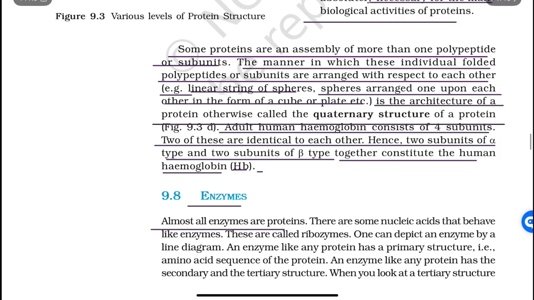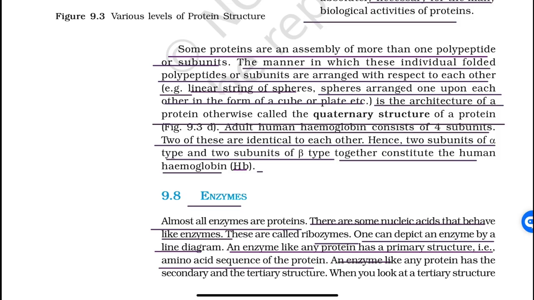Enzymes. Almost all enzymes are proteins. There are some nucleic acids that behave like enzymes. These are called ribozymes. One can depict an enzyme by a line diagram. An enzyme, like any protein, has a primary structure, which means the amino acid sequence of the protein, and the secondary and tertiary structure.